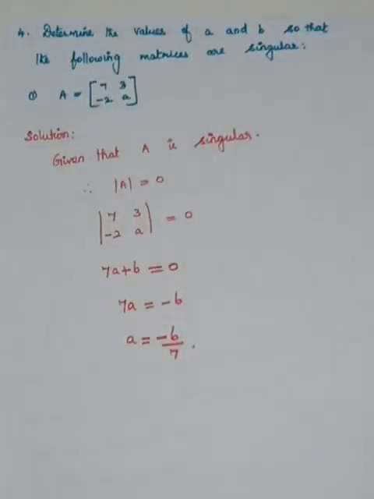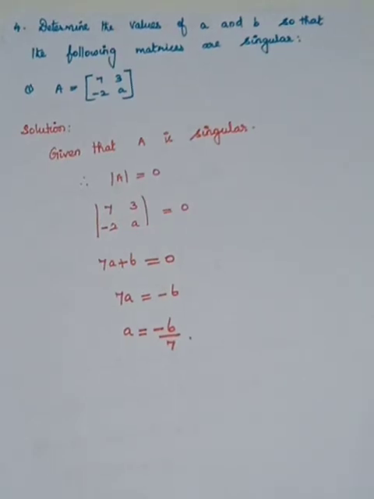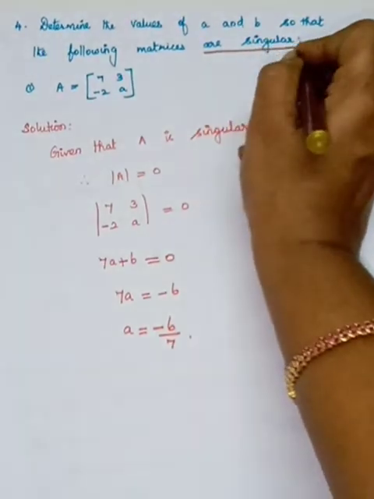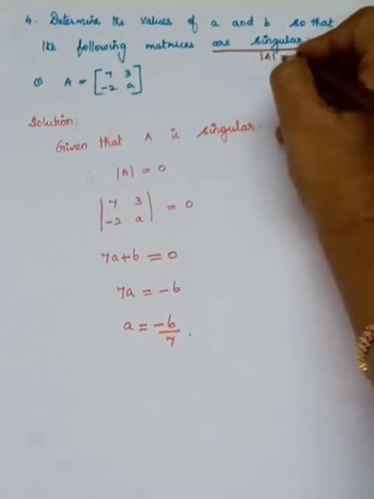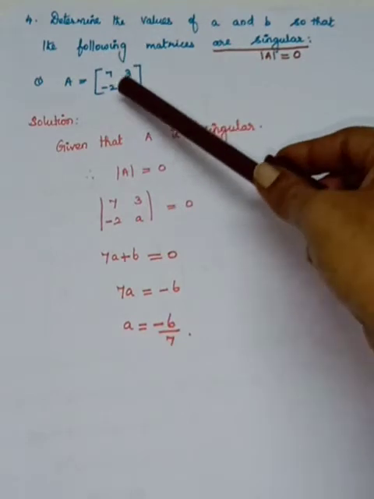So next problem we are moving to: determine the values of small a and b so that the following matrices are singular. So it is given the following matrices are singular. If it is a matrix or singular means what will come? Singular means its determinant value is equal to 0. If it is non-singular, the determinant value is not equal to 0. So in this problem, it is given that the value of the determinant is equal to 0 because the matrix is singular. So see the first subdivision, A matrix.